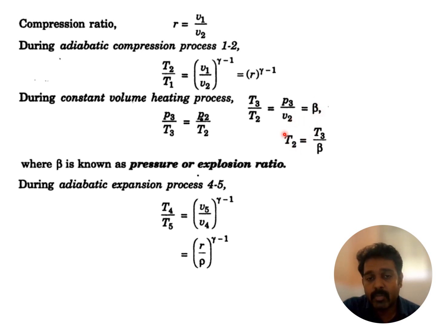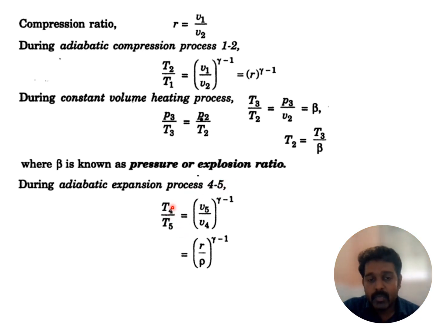So when you take the T2 value, T2 equals T3 divided by beta, right? So beta is nothing but the pressure ratio or expansion ratio. Then, during the adiabatic expansion process 4 to 5, the expansion process is 4 to 5 after the heat supply.